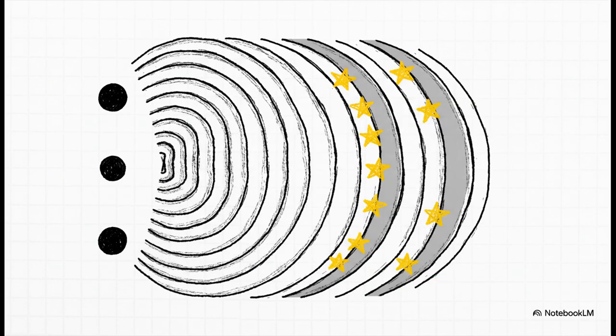Well, the answer is interference. Light is a wave, so different parts of the light wave can actually interfere with each other. But, and this is a huge but, to get a nice, stable pattern, the light has to be coherent.